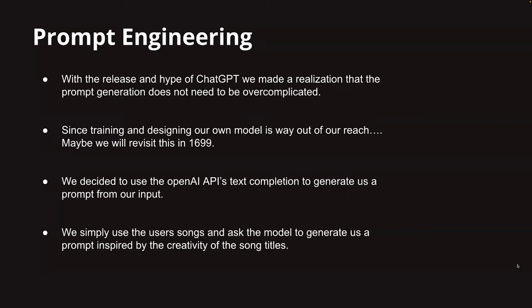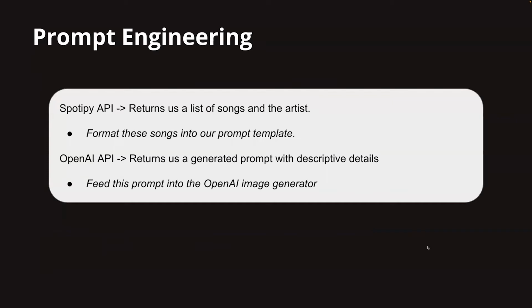But yeah, so we just use their API's text completion to generate us a prompt from whatever input we give it. We simply take the user songs and ask the model to generate a prompt inspired by the song titles. This is how the flow works. We use a Spotify API, and that returns us a list of songs with the artist. We format these into our prompt template, and then this is pushed into the OpenAI API, where it returns a generated prompt with descriptive details about the song. And then finally, that prompt is fed into the image generator.